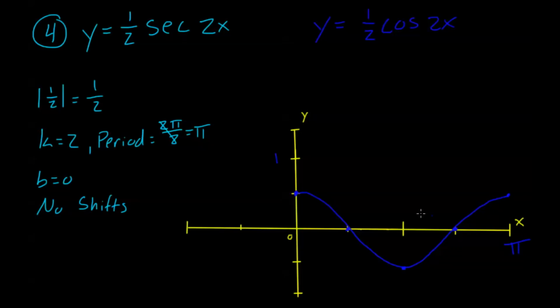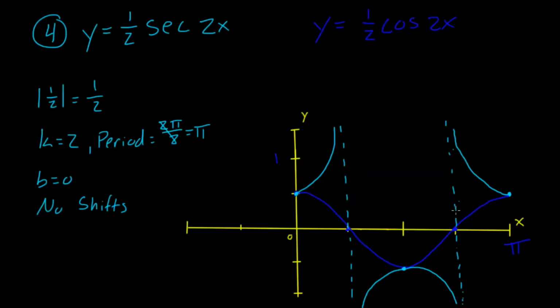Now I can use this graph to find my secant graph the same way that we derived secant and cosecant, right? Everywhere that this cosine is equal to 0, well, that's an asymptote for my secant. And because they have the same amplitude, that means that this point is shared between both of them. And it's the peak of one and the bottom of another, isn't it? And here vice versa. The bottom of one and the peak of another. And there we have it.